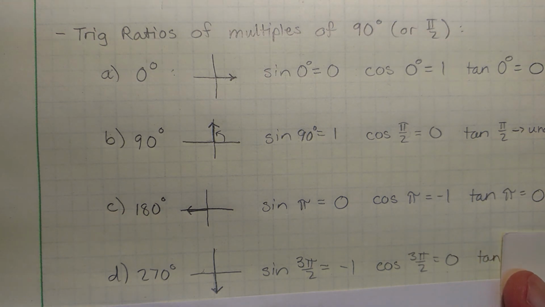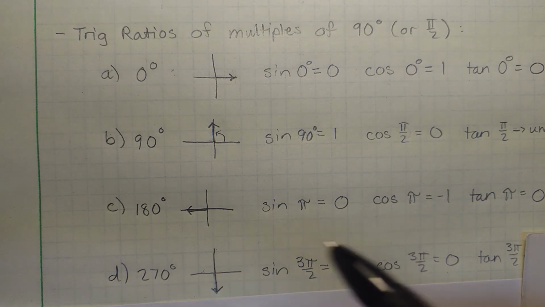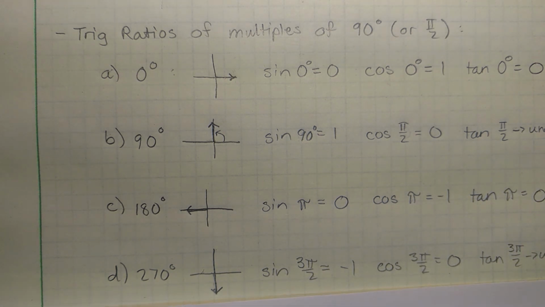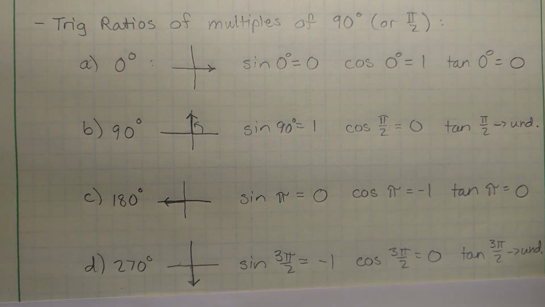In tangent, we get the same thing that happened before at pi over 2. We have the adjacent being 0, the opposite having a value here that's negative, but something negative over 0 is still undefined. So those are our corresponding trig ratios there in the coordinate plane.